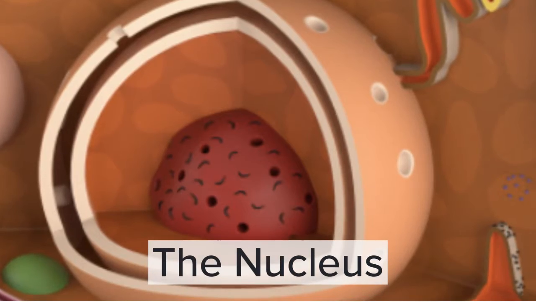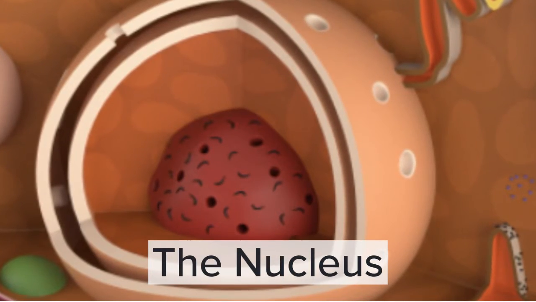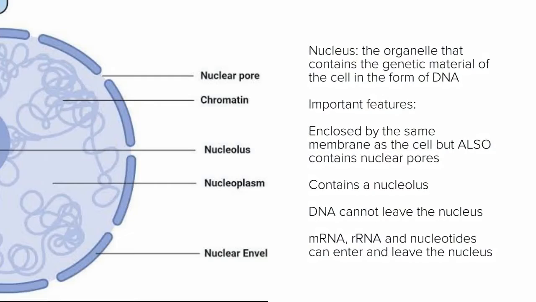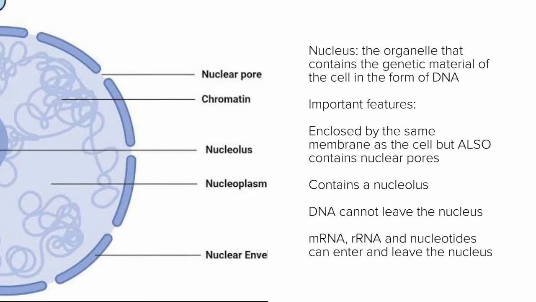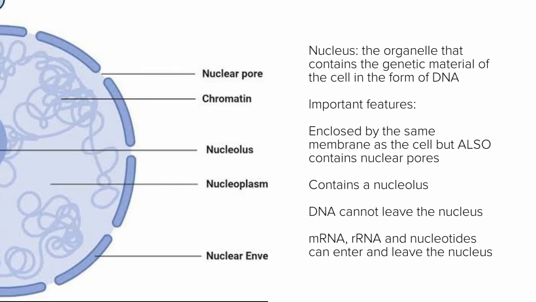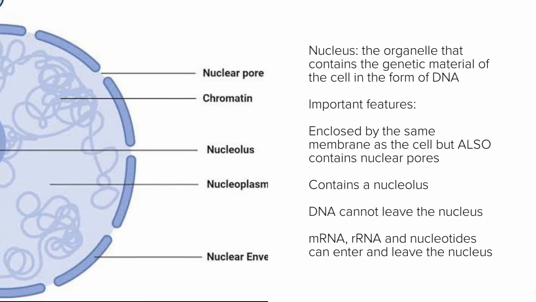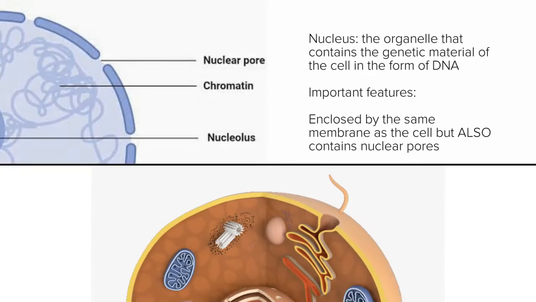Next, we're going to look at the nucleus. This is found in nearly every cell in the body. So the nucleus is the organelle that contains all the genetic material within the cell. Important features include its double membrane that contains nuclear pores. It also contains a nucleolus. Some important facts that you need to know is that DNA cannot leave the nucleus, but mRNA, RNA, and nucleotides can either enter or leave the nucleus.